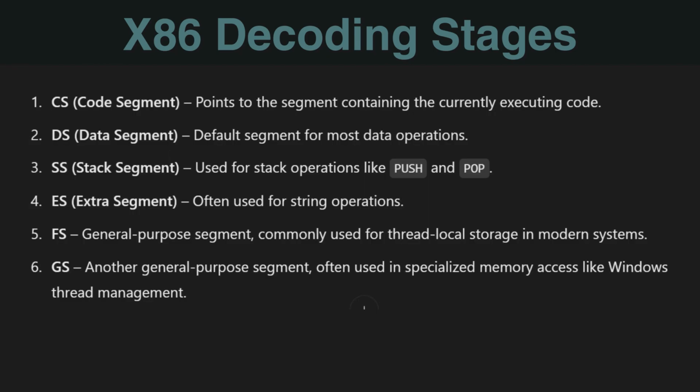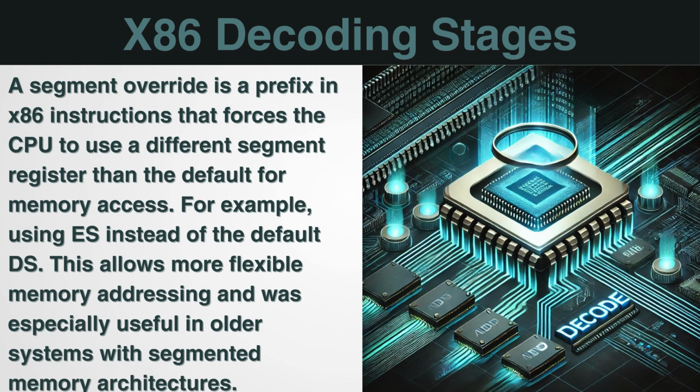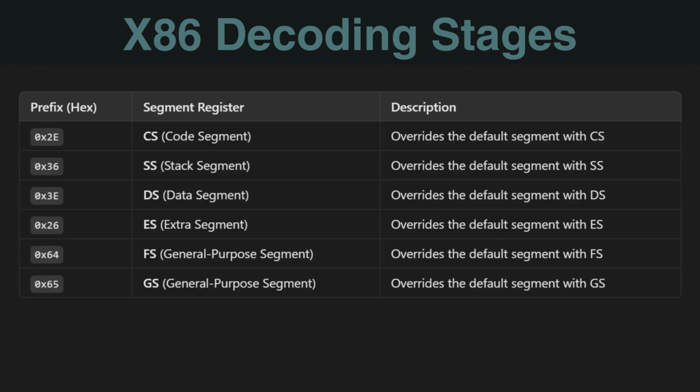You have the CS code segment for executable instructions, the DS data segment for general purpose data, the ES extra segment for additional data, the FS and GS additional segments, often used in thread local storage, and the SS stack segment for stack memory. Segment override prefixes instruct the CPU to use a different segment register than the default. Segment overrides use specific 1-byte prefixes: 2E uses the CS register, 36 the SS register, 3E the DS register, 26 the ES register, 64 the FS register, and 65 the GS register.